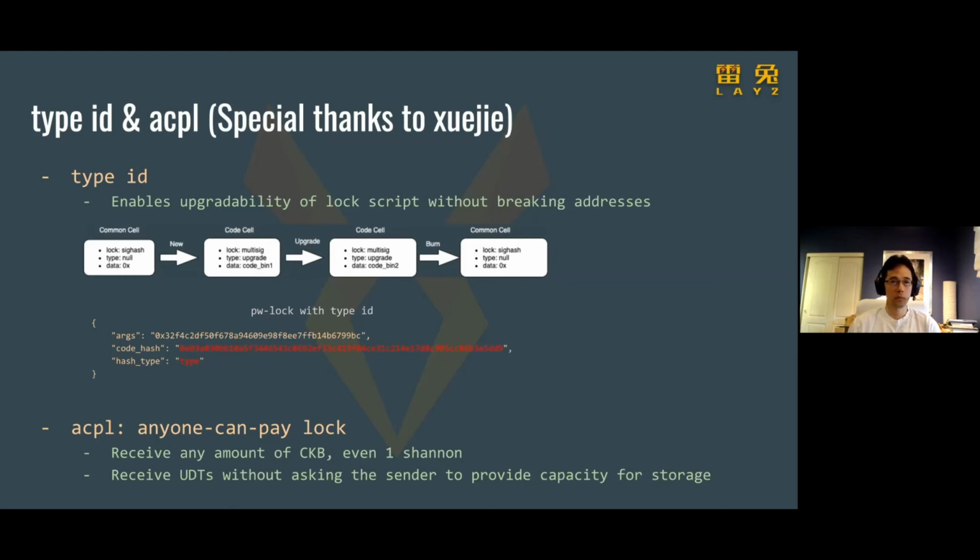So anyone can pay lock solves this problem. It can let you receive any amount of CKB, even 1 shannon, and we've tested it on the former Aggron testnet. And you can receive UDTs without asking the sender to provide capacity for storage. I won't go into details here. You can see the articles on ACPL in Xuejie's blog, which is xuejie.space.